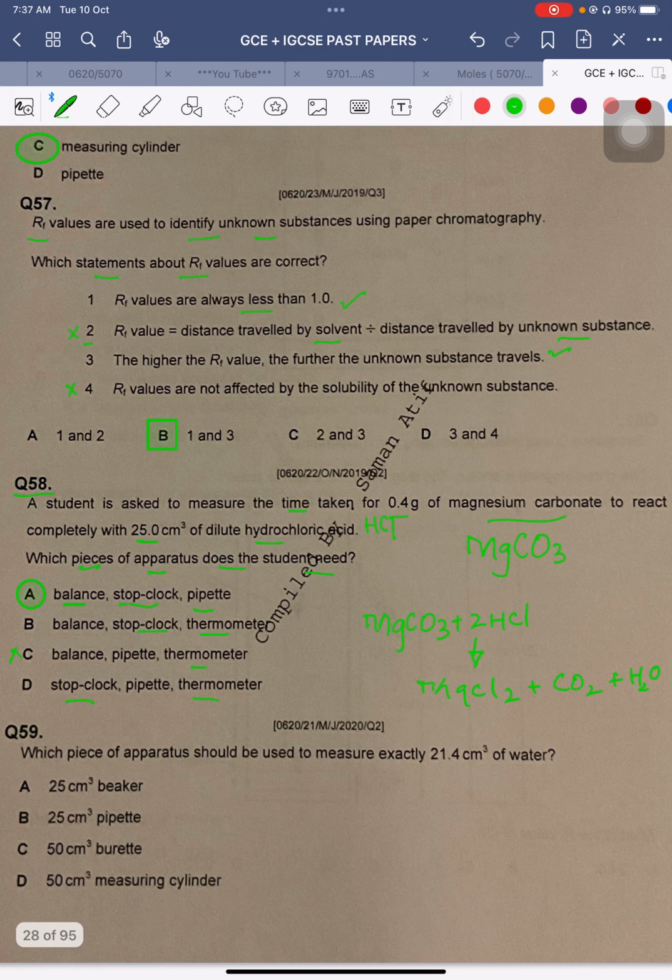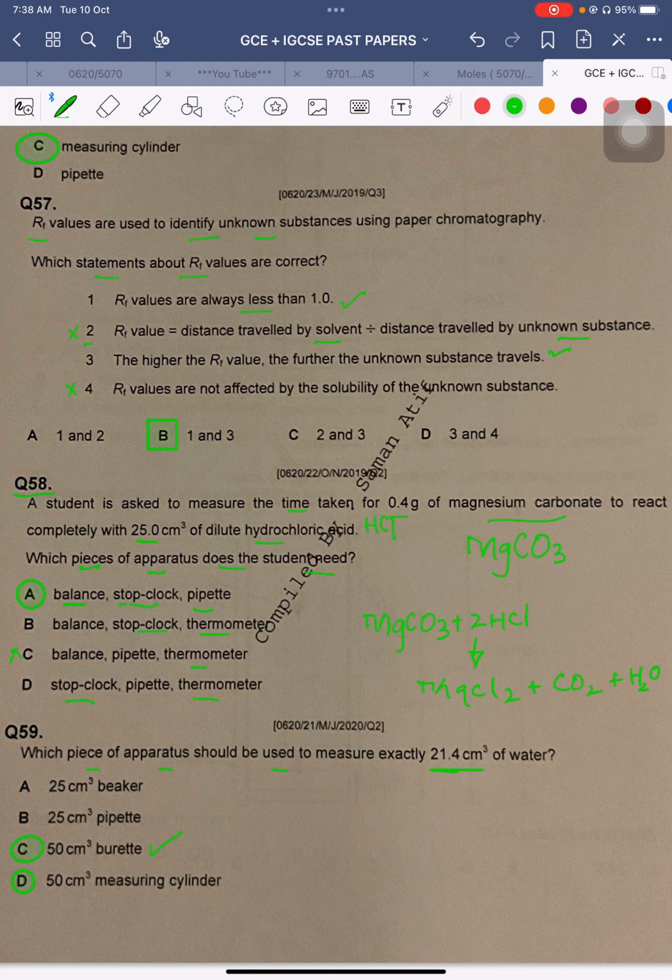All right, and then what is question number 59? Which piece of apparatus should be used to measure exactly 21.4 centimeter cube of water? It will be a burette. Why is it so? It can be a beaker or a measuring cylinder as well, but a burette will give you a very perfect type of measurement. So a burette will be considered the right option.